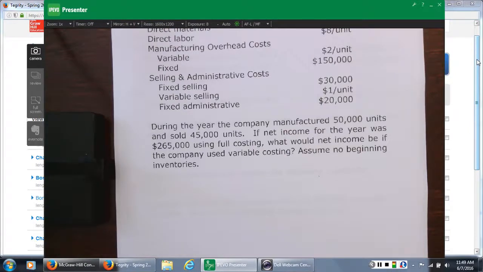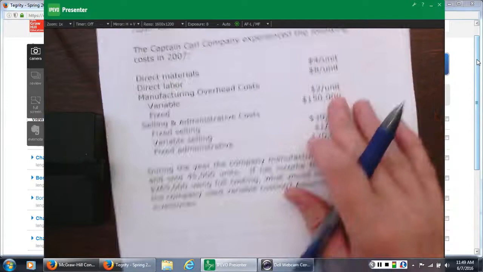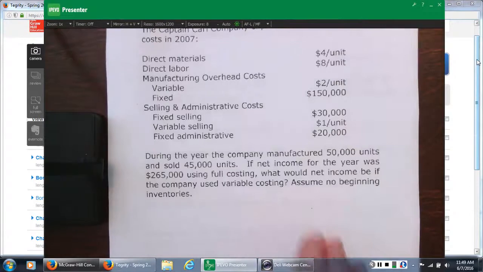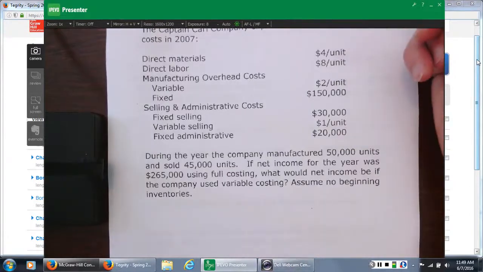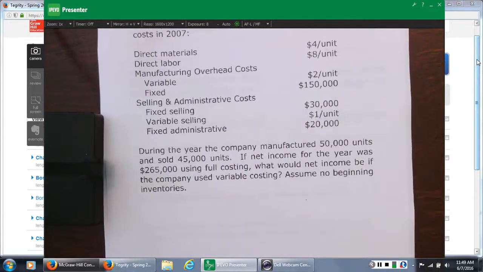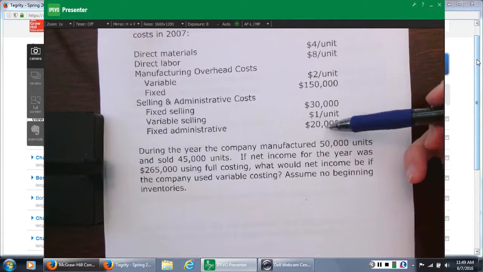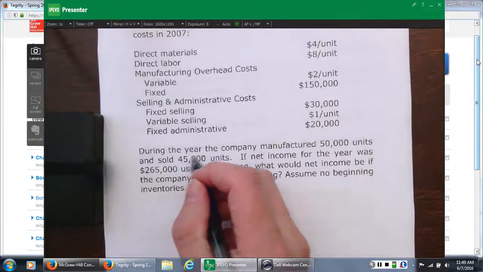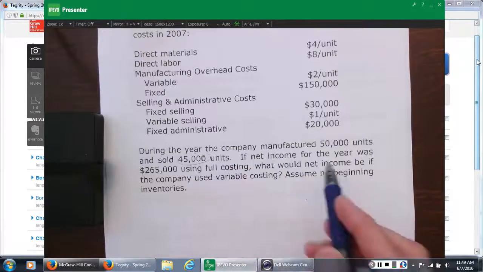So what we have is our Captain Carl. It says right here, Captain Carl experienced the following costs in 2007. We have our direct materials, direct labor, variable overhead, variable manufacturing costs, and fixed manufacturing costs, and we have our selling and admin costs, variable selling, and then fixed administrative. It says during the year the company made 50,000 units and sold 45,000 units, right? So we produced more than we sold.